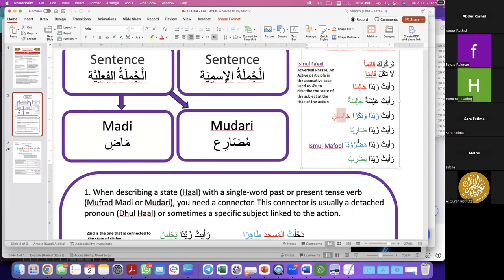Ra'aytu Zaidan Dariba. So what's happening here? Zaidan, same. The Dariba, can you see it's Ismul Fa'il? It is actually Daribun, but it is taken now because it's Mansub. Hal, so that's right. Okay, good. Ra'aytu Zaidan Madruban. Now, you need to get this, please. This is a maful, someone who has been beaten. The receiver of the action is Ismul Maful, as you know. So, Ra'aytu Zaidan Madruban. Here, Zaidan has been beaten. I saw Zaidan in beaten up position. Clear?